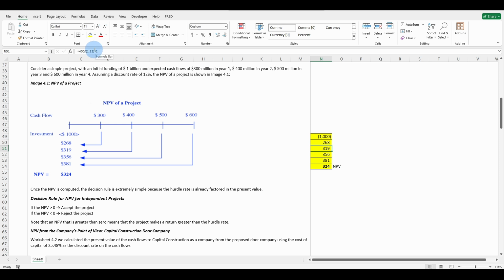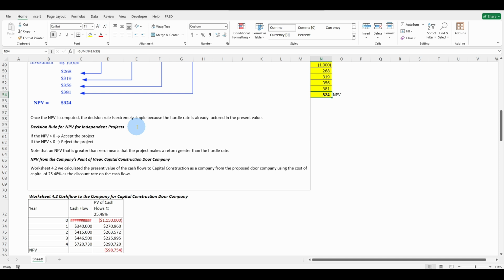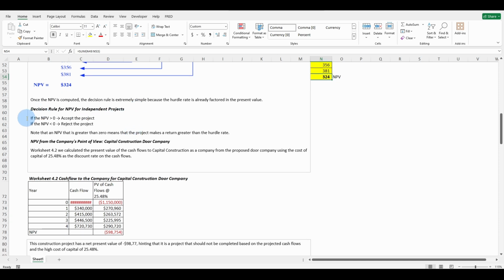And notice, keep in mind that we need to change the timeline, and you'll see each year I'm using number 1, number 2, number 3, and number 4. Then we just add those up and we get 324. Once the NPV is computed, the decision rule is extremely simple because the hurdle rate is already factored in the present value. Decision rule for net present value for independent projects: if the net present value is greater than 0, accept the project. 324 is greater than 0, accept the project. If the net present value is less than 0, reject the project.